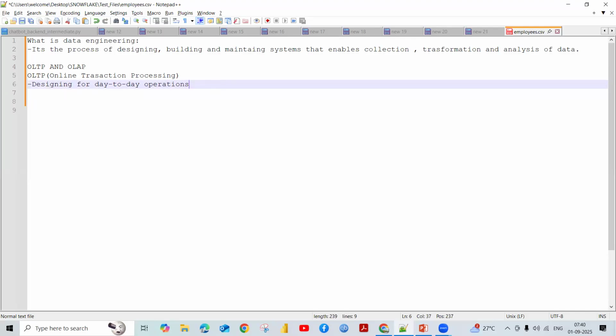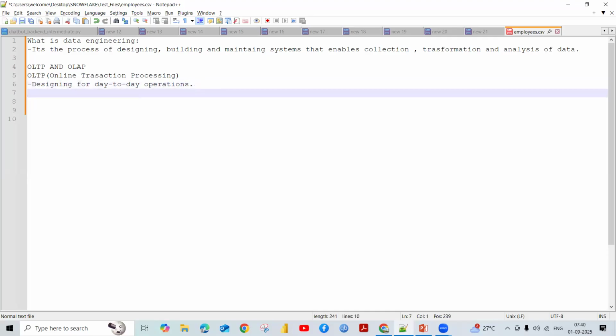Day-to-day operation. What does it mean? I'll give you one example. Whenever any particular business is running, it is serving some number of customers. For example, a bank will have various customers and will provide ATMs to them. Whenever a customer withdraws some amount from an ATM, the remaining balance or total balance immediately reflects in his system.